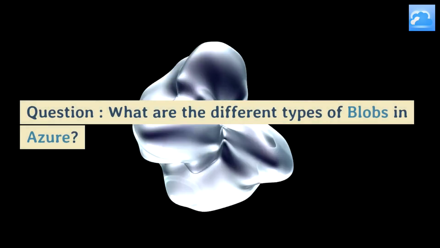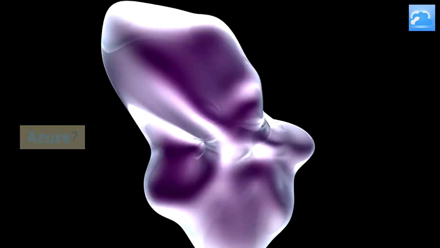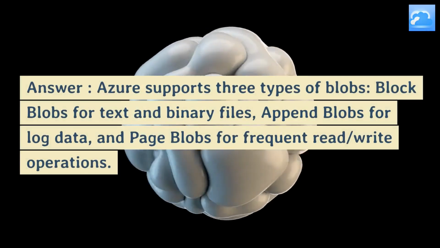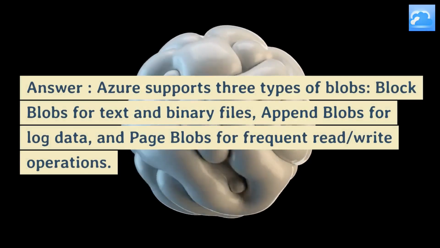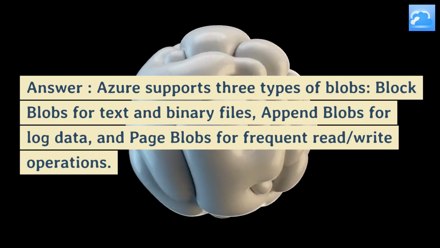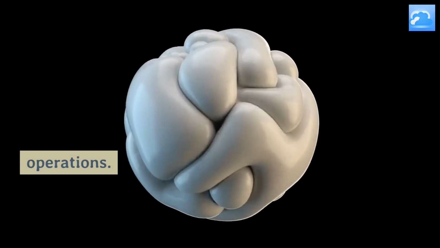Question: what are the different types of blobs in Azure? Answer: Azure supports 3 types of blobs: block blobs for text and binary files, append blobs for log data, and page blobs for frequent read/write operations.